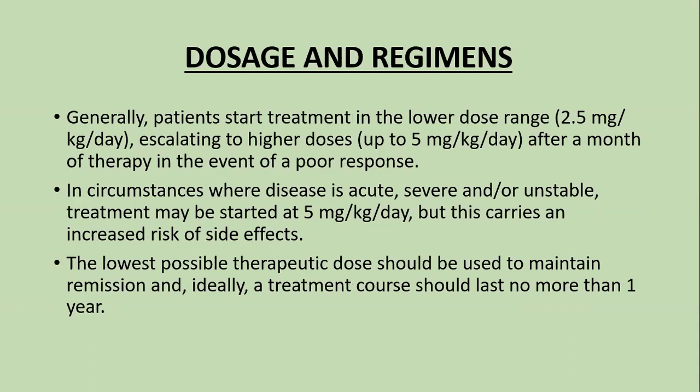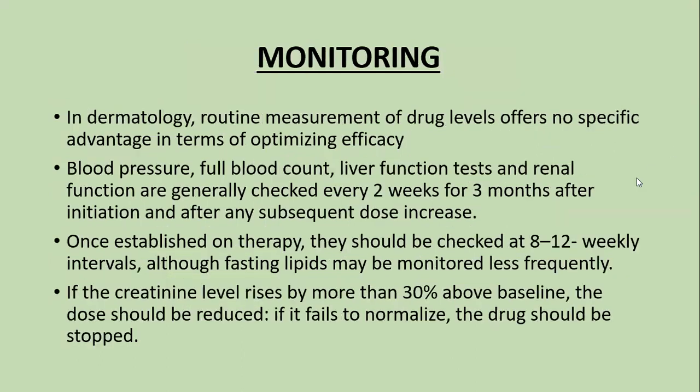Dosage and recommendation. Patients start treatment with a lower dose, that is 2.5 milligram per kg per day, escalating to a higher dose up to 5 milligram per kg per day after a month, in the event of poor response. In circumstances where the disease is acute, severe, and unstable, treatment may be started with 5 milligram per kg per day, but carries risk of side effects. The lowest possible therapeutic dose should be used to maintain remission. Ideally, a treatment course should not last more than 1 year.